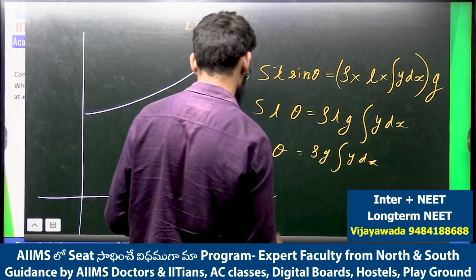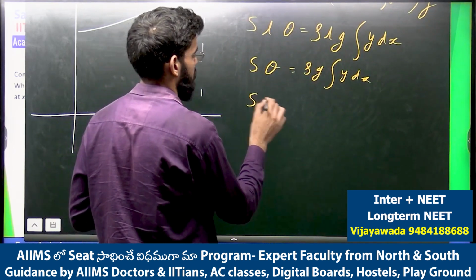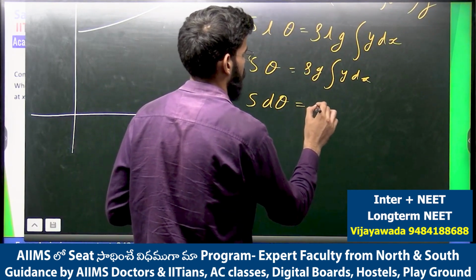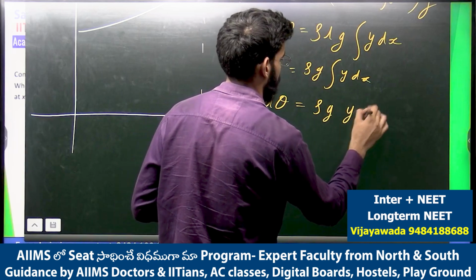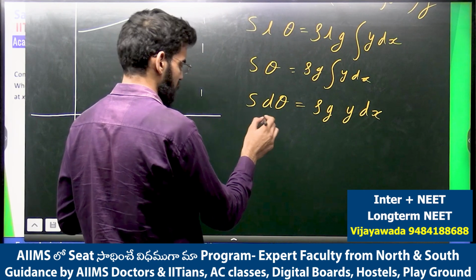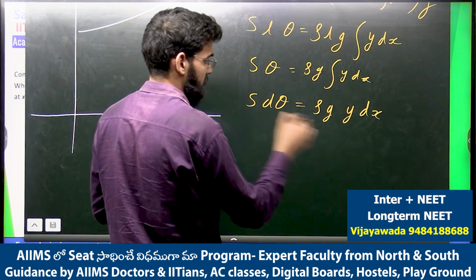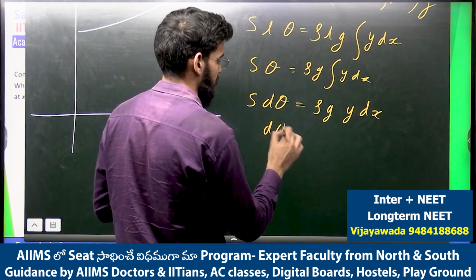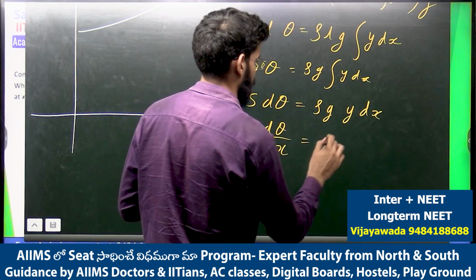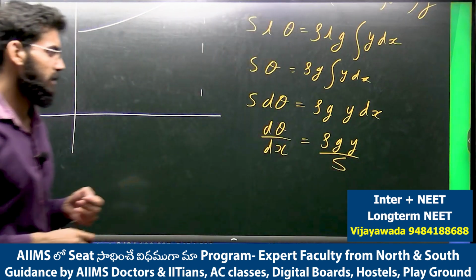Now differentiate both sides. So here you will have S d theta equal to rho g y dx. Bring dx to this side, so d theta by dx, and S on that side, right? So you will have d theta by dx equals rho g y by S. This is your d theta by dx.